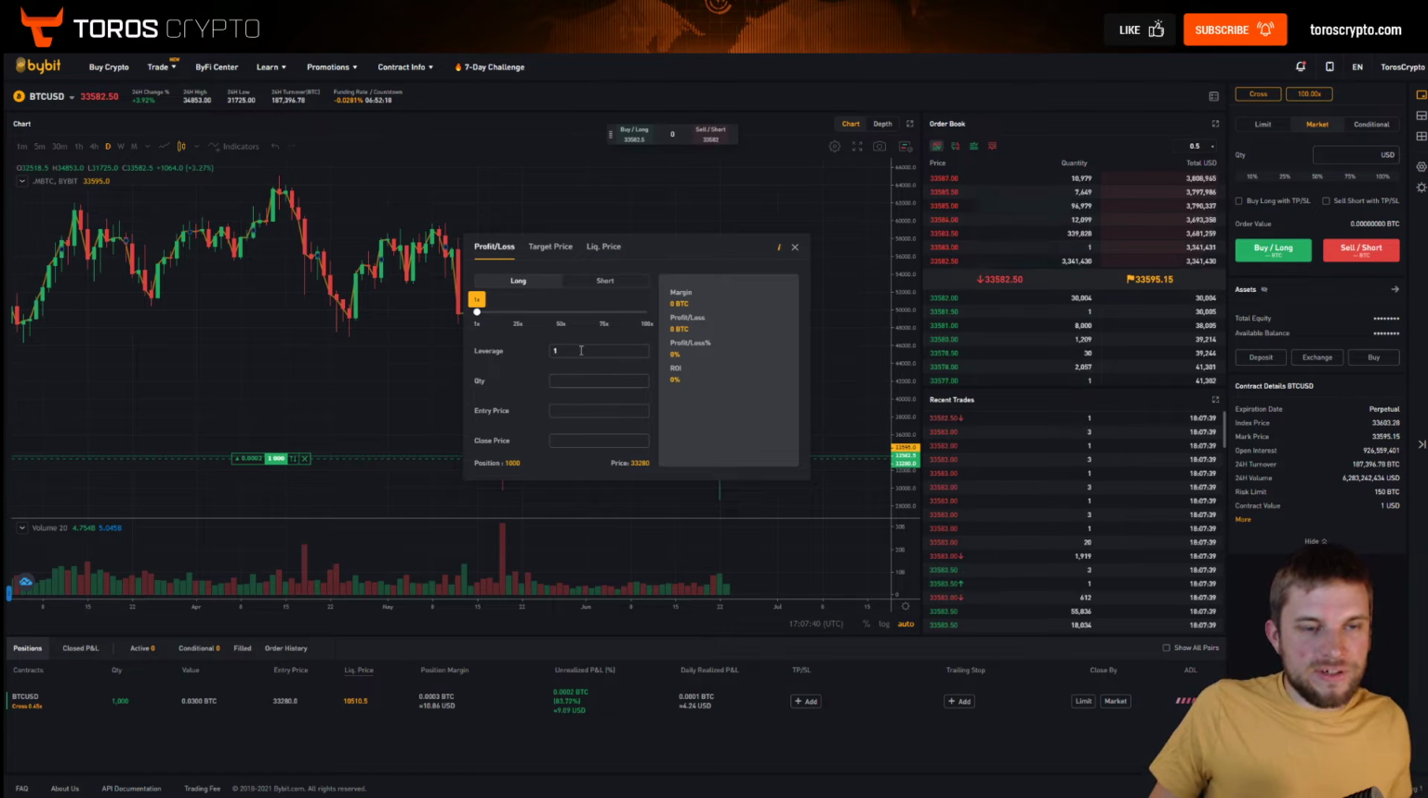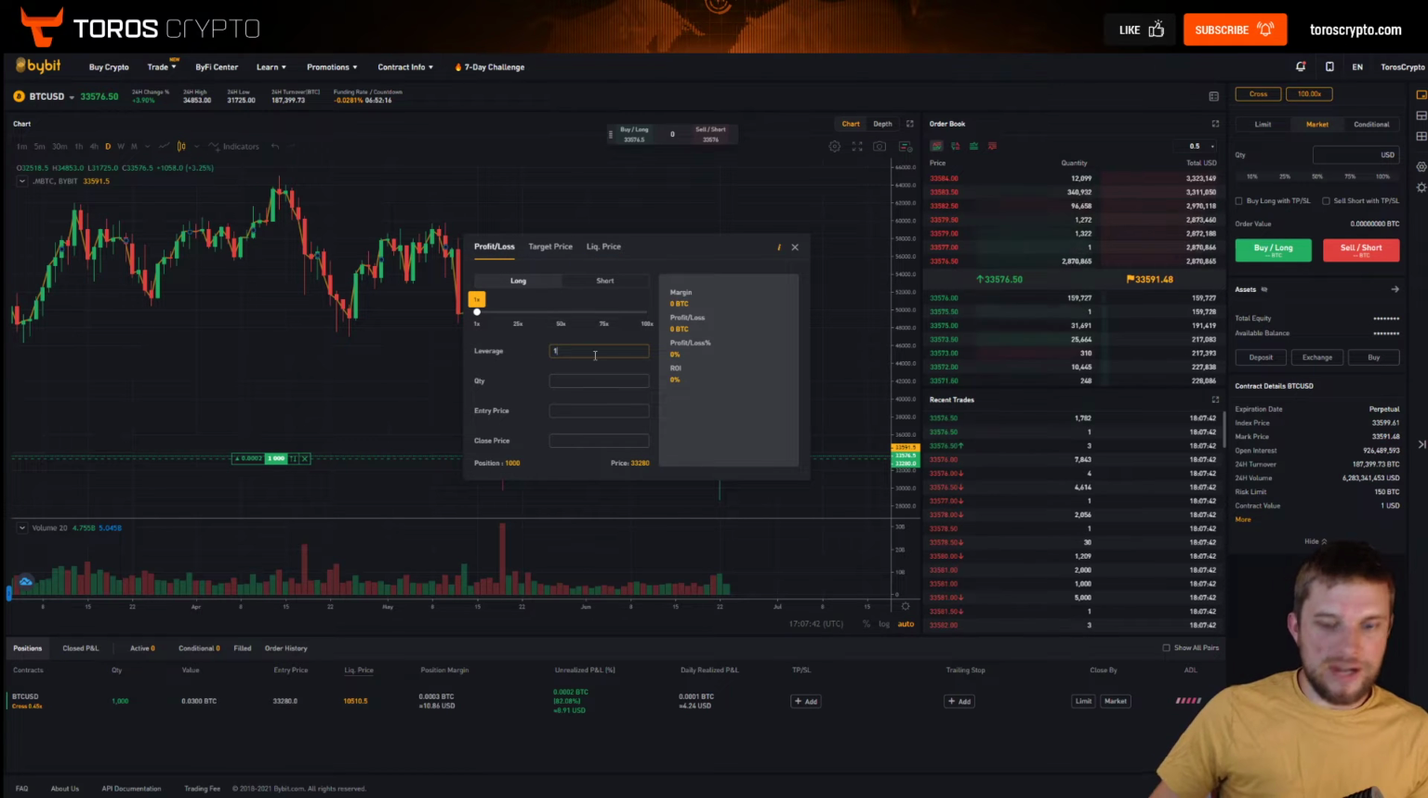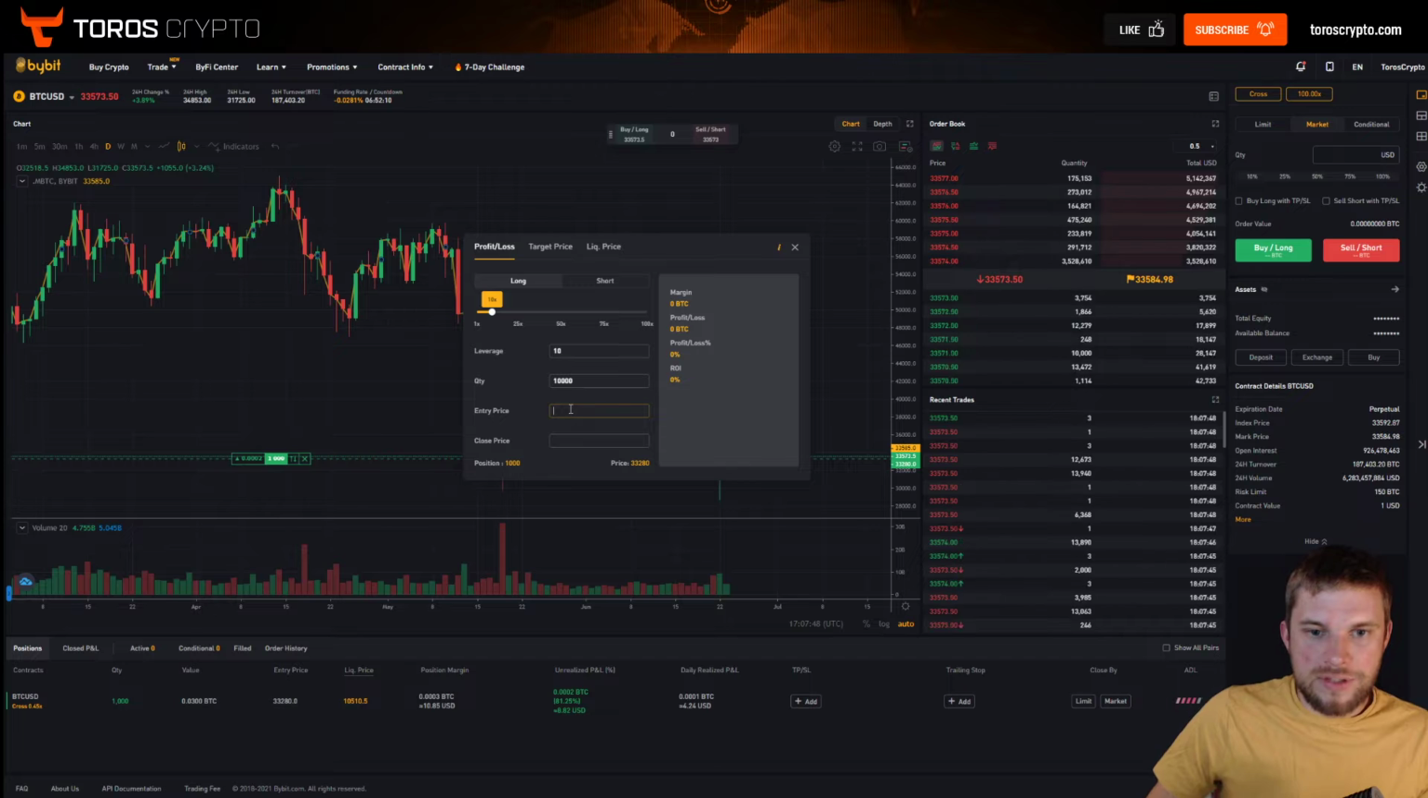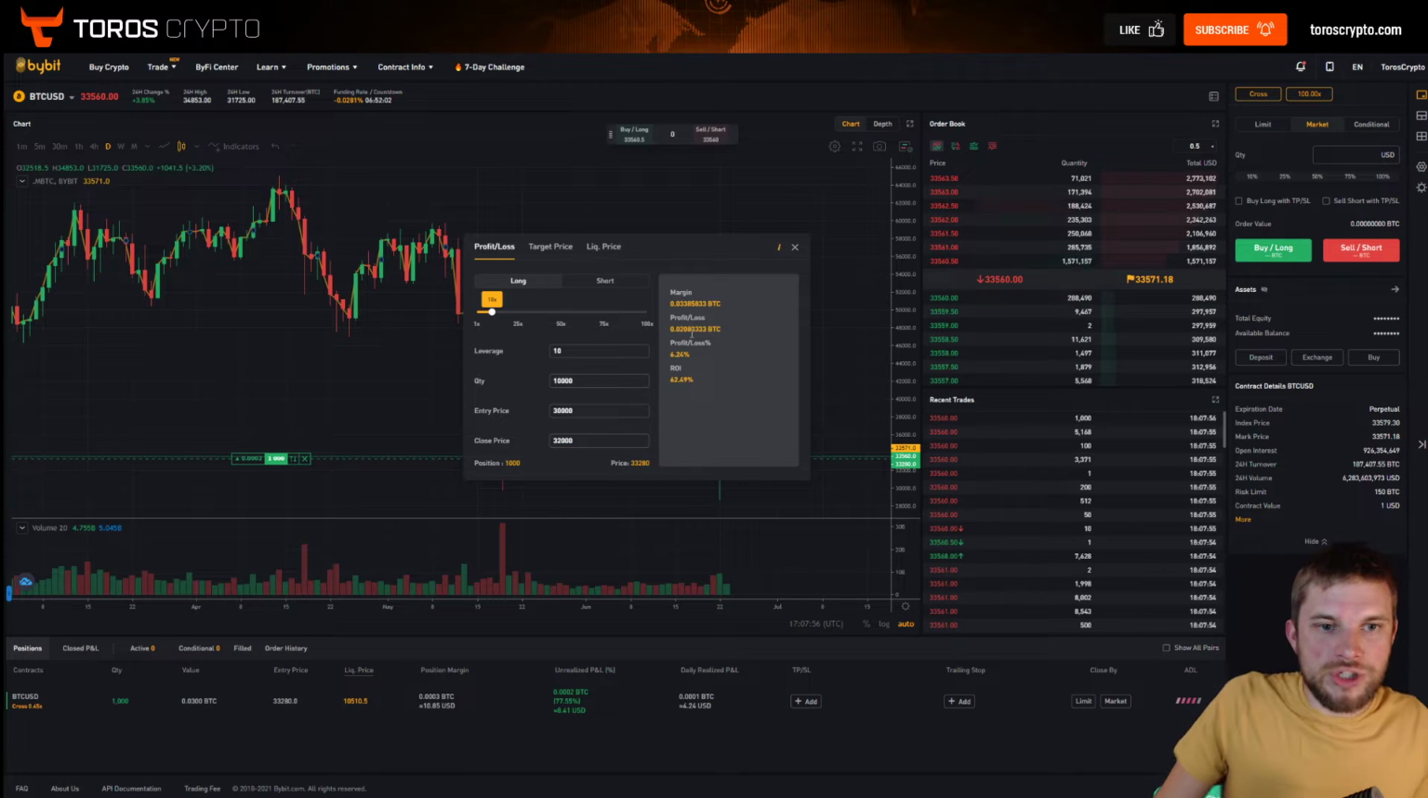So let's say, for example, I wanted to take a trade at 10x leverage. I wanted to trade $10,000. I wanted to enter at $30,000, and I wanted to close at $32,000. This would show me the amount of margin I would use to open this trade, so how much it would cost me to open this trade, and the amount of profit that I would make from taking this trade by opening here and closing here.